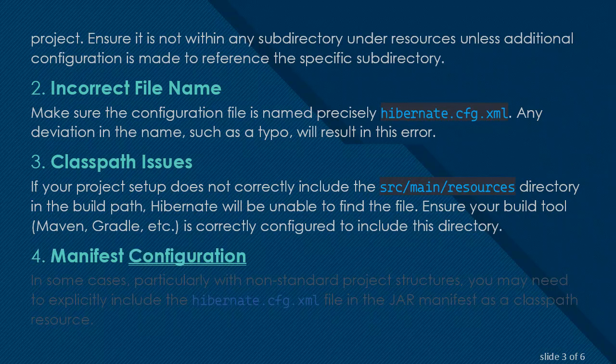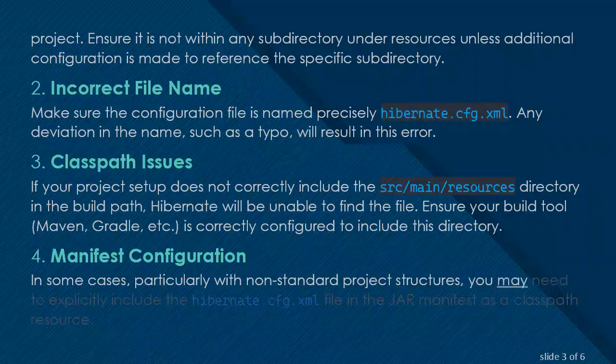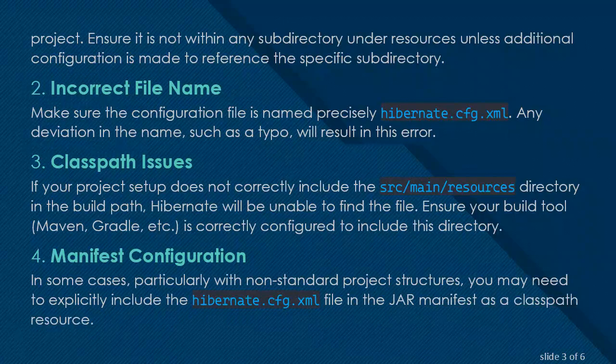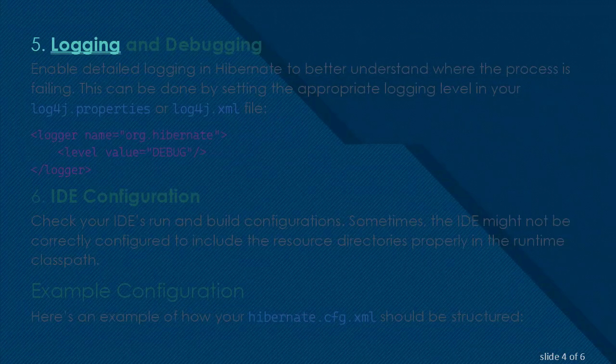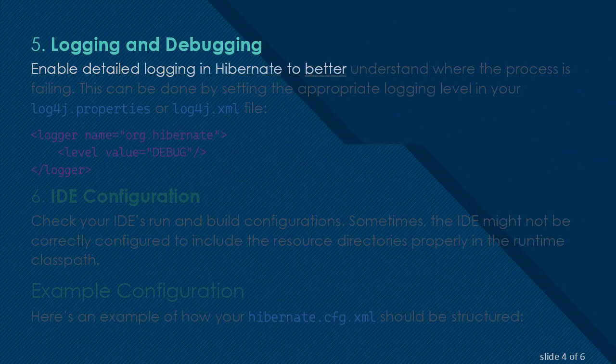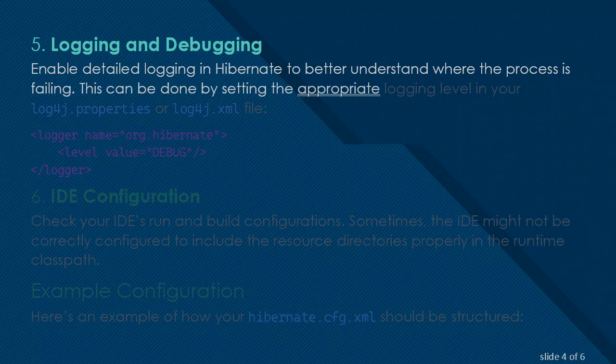4. Manifest configuration. In some cases, particularly with non-standard project structures, you may need to explicitly include the hibernate.cfg.xml file in the jar manifest as a class path resource. 5. Logging and debugging. Enable detailed logging in Hibernate to better understand where the process is failing. This can be done by setting the appropriate logging level in your log4j.properties or log4j.xml file.